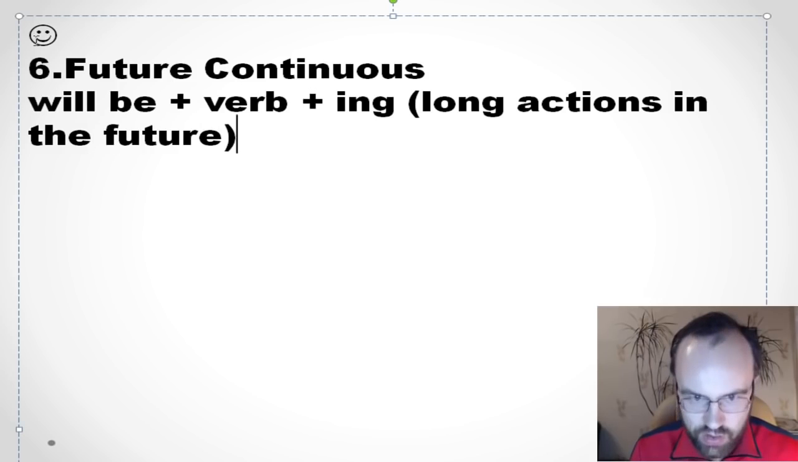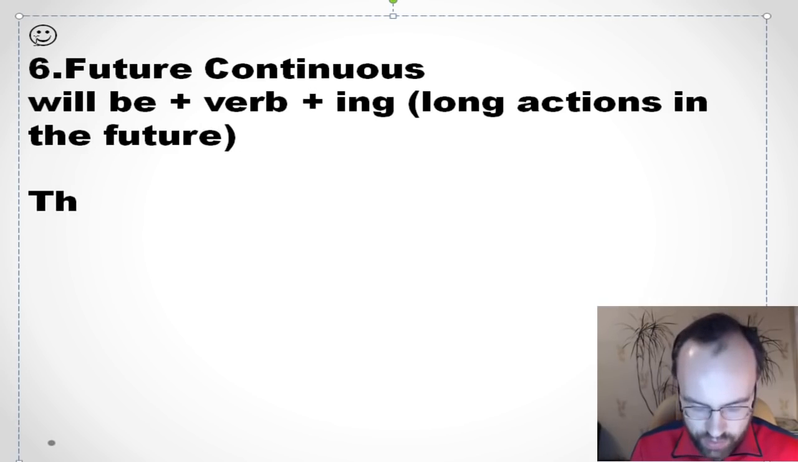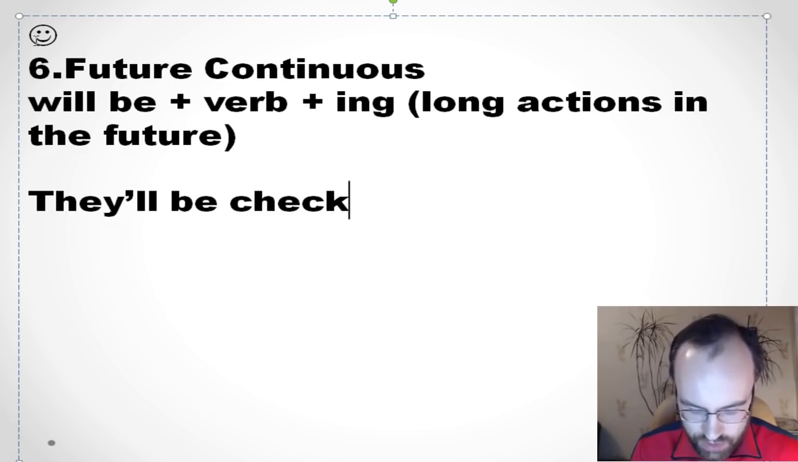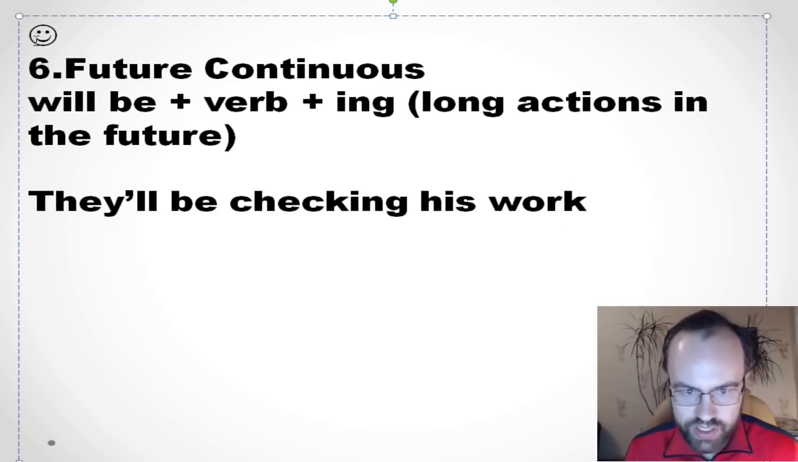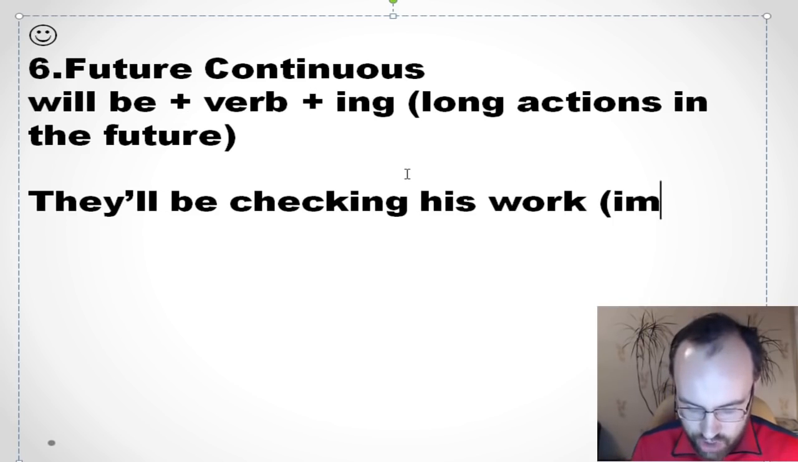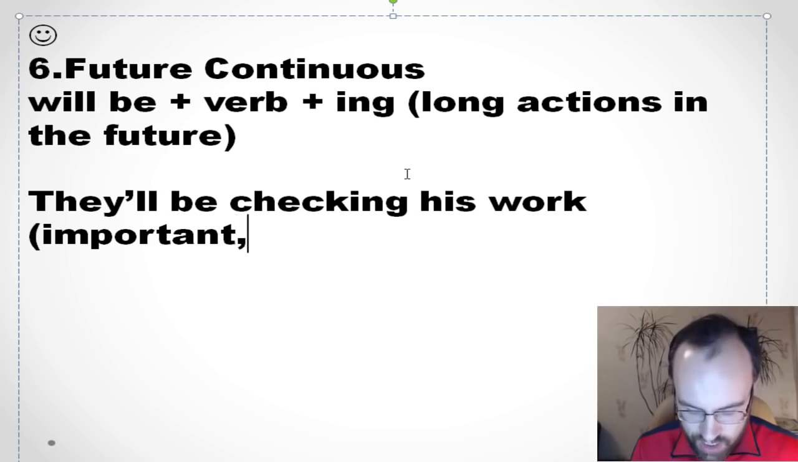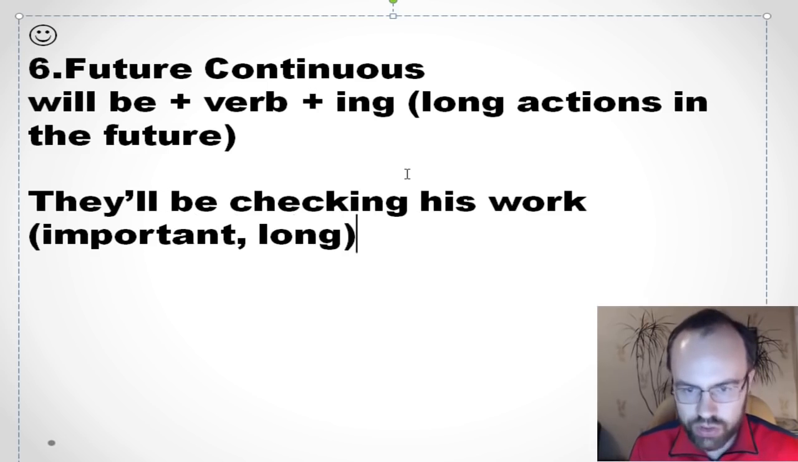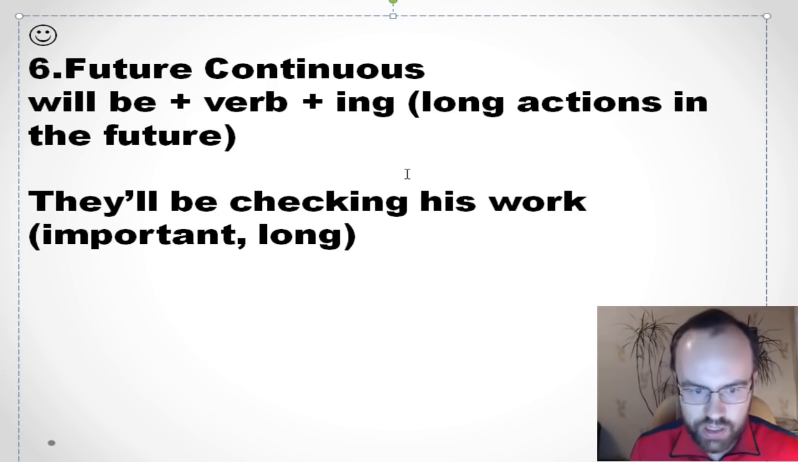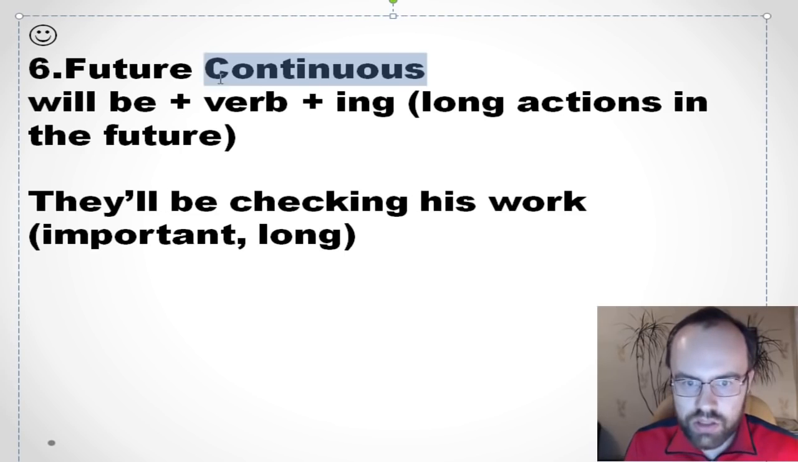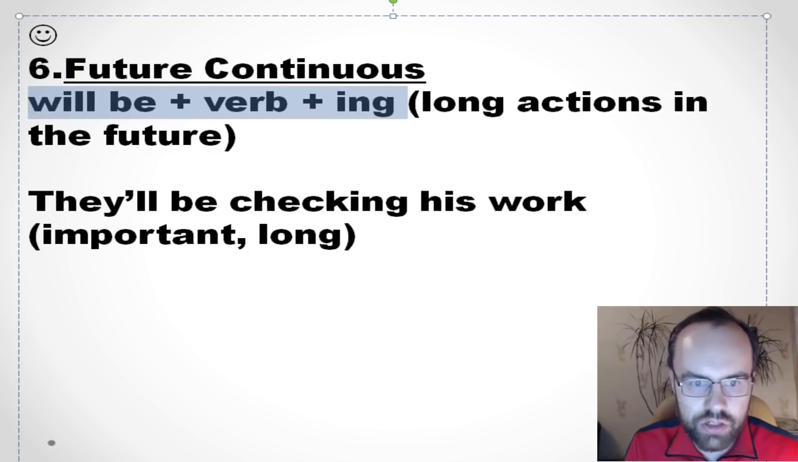Okay, so let me give you an example. So they'll be checking his work. You can say they'll check his work, but it's a short action. If you say they'll be checking his work, it means that it's important, and it's a long action, important and long action. Okay, good. Well done. So future continuous: will be plus verb plus ing.